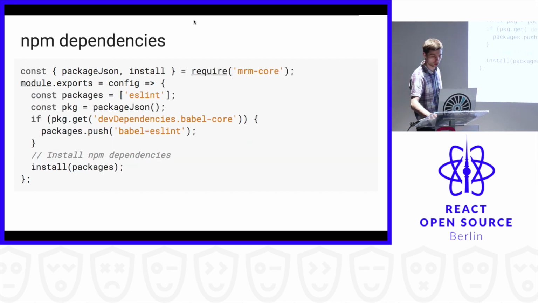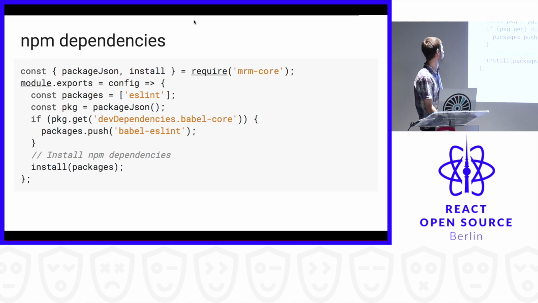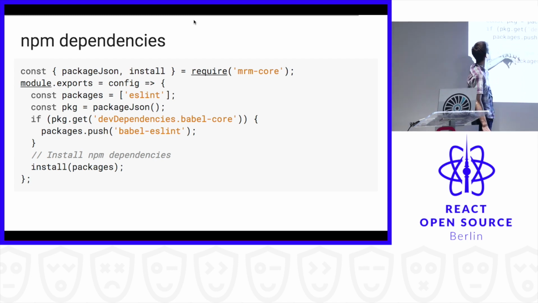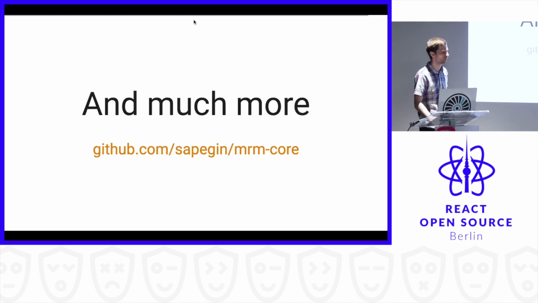There are several other APIs to work with other configuration formats that look very similar to this one. NPM dependencies also: build a list of stuff we want to install, make some query to existing configuration. For example, if we have Babel core dependencies and another package, and then just this will run npm install. So you will have your packages and also it will update package.json. And there are many more methods in the MRM Core.